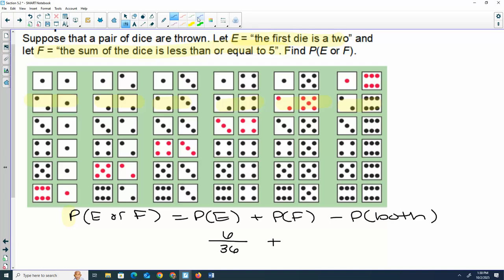Plus the probability of F. F is they add up to something less than or equal to 5. So 1 plus 1, 1 plus 2, 1 plus 3, 1 plus 4. Could I do 1 plus 5? No. 2 plus 1, 2 plus 2, 2 plus 3, 3 and 1, 3 and 2, 4 and 1, and that's it. So how many are there?